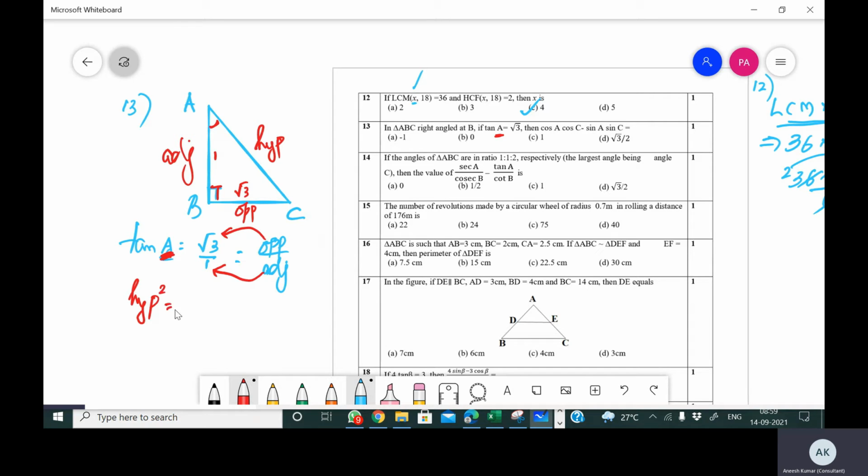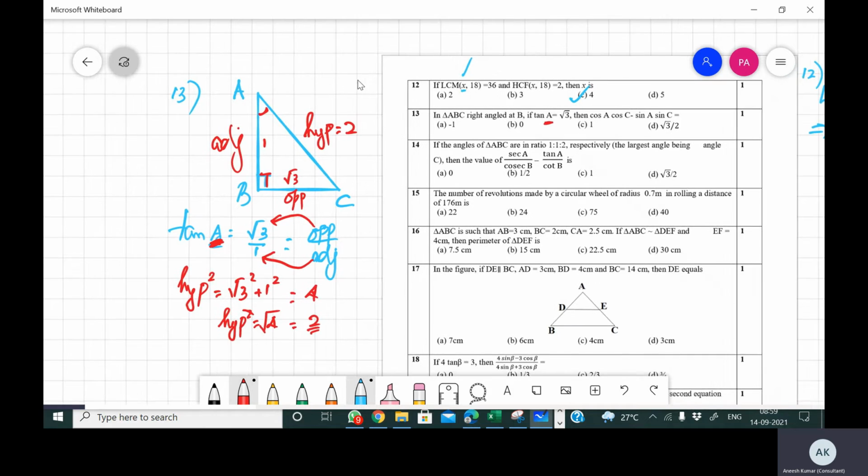Hypotenuse square is equal to opposite square plus adjacent square, or we can write root 3 square plus 1 square. That is 3 plus 1, root 3 square is 3, 3 plus 1 is 4. Hypotenuse square is 4. Take the square root of this 4. So hypotenuse is 2. Okay, after getting this hypotenuse, you can find whatever ratios are required.